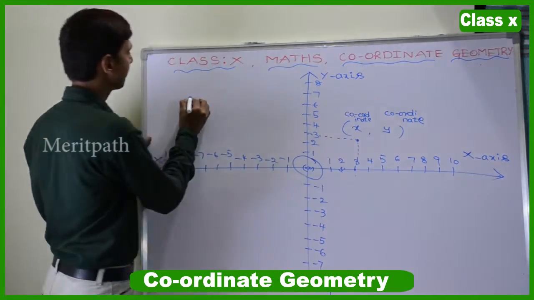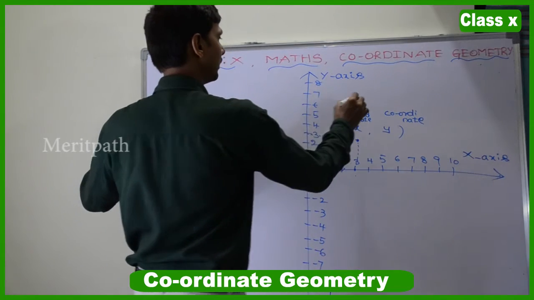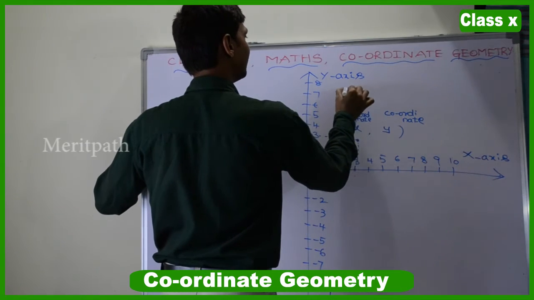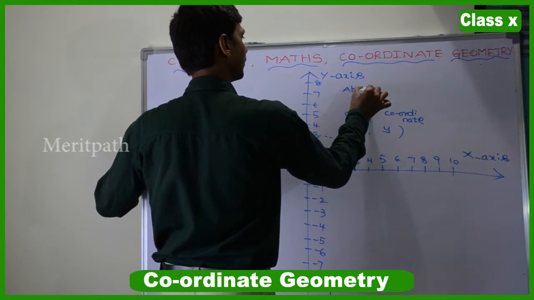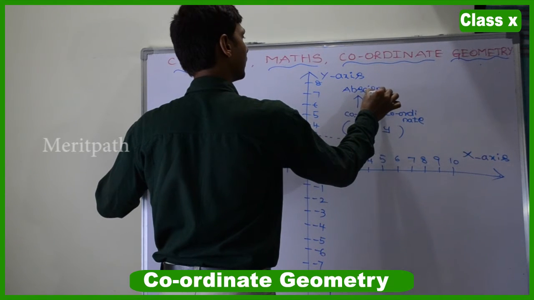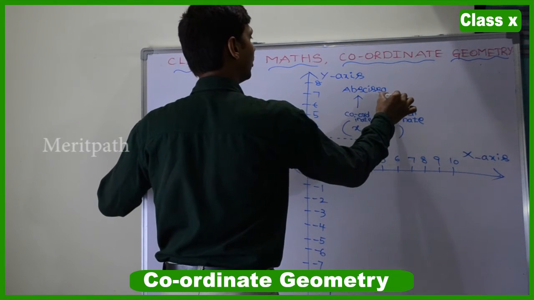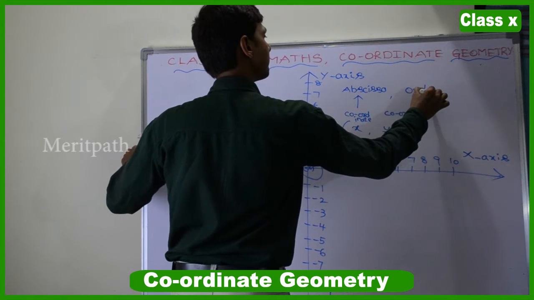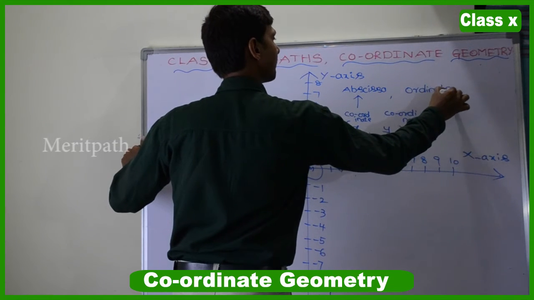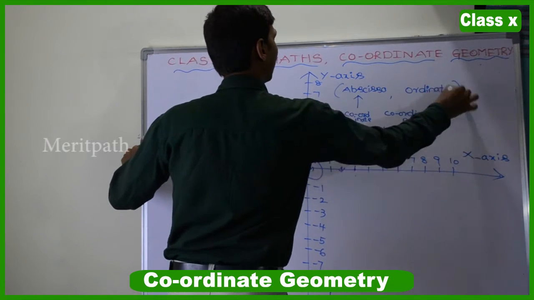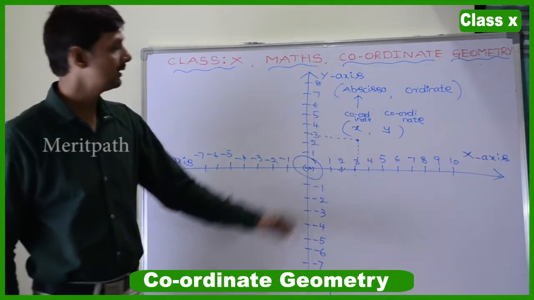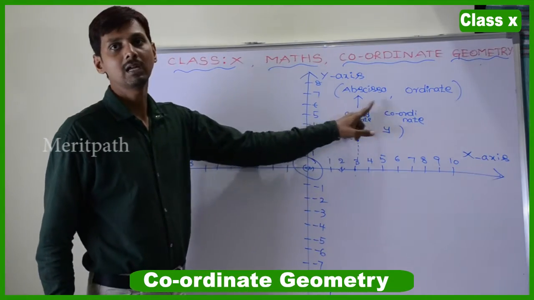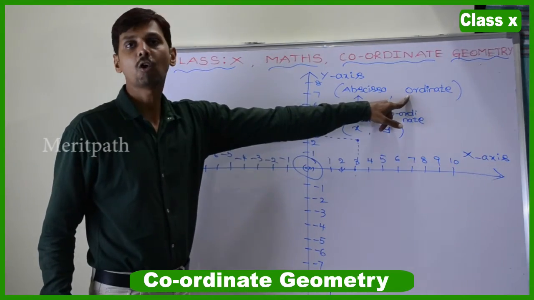In this, the x-coordinate is also called the abscissa, and the y-coordinate is also called the ordinate.